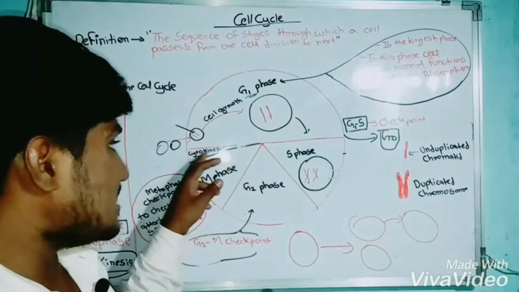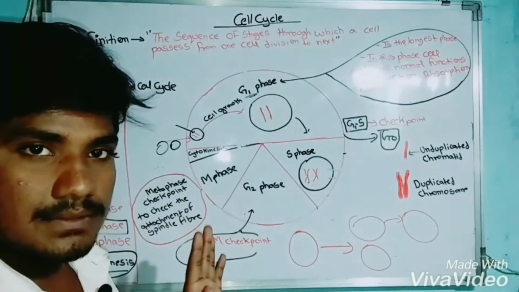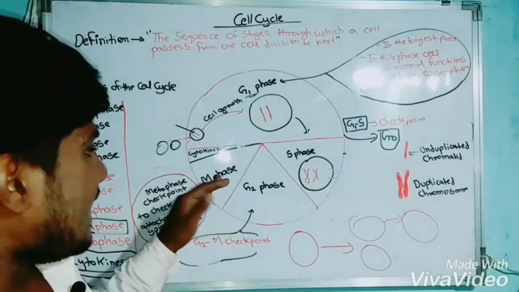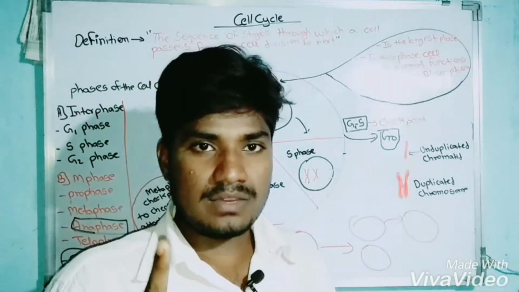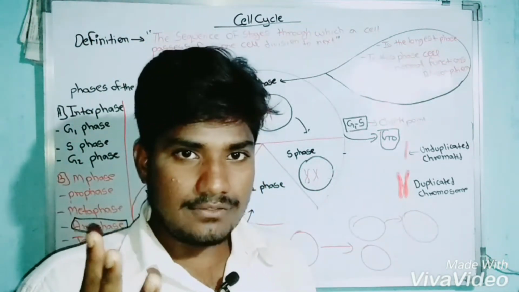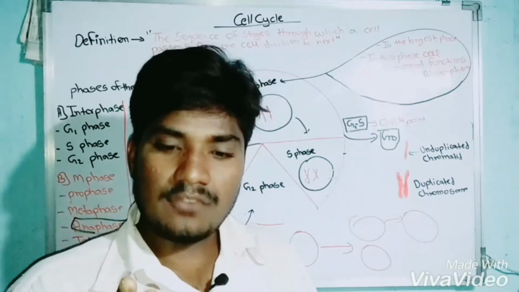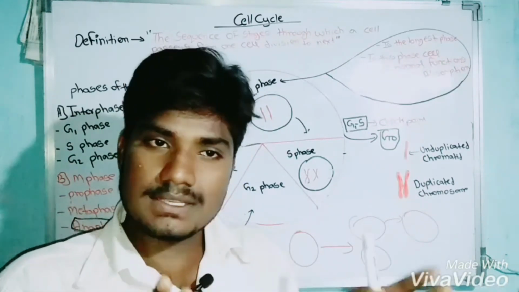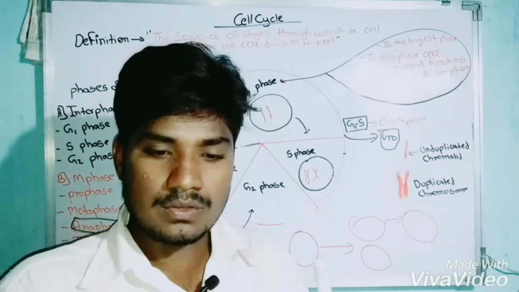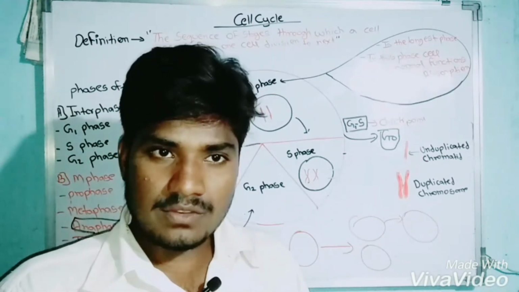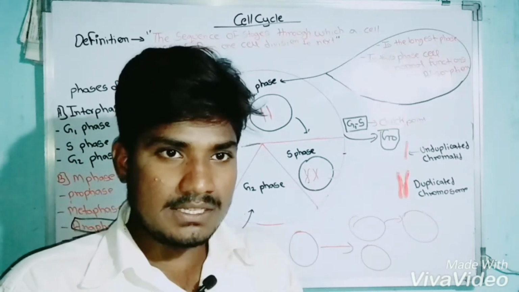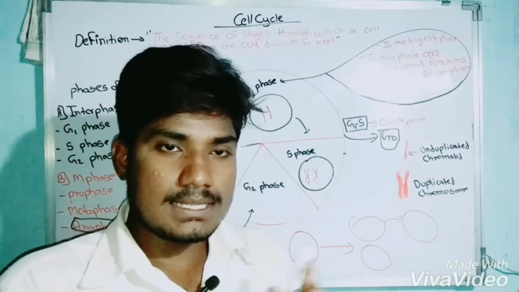Normally we consider cytokinesis under the M phase. Okay, so in M phase there are four different phases like prophase, metaphase, anaphase and telophase. And after telophase there is a phase called cytokinesis in which newly formed cells get apart from each other. Okay friends, I hope now you are clear with the different phases of the cell cycle.